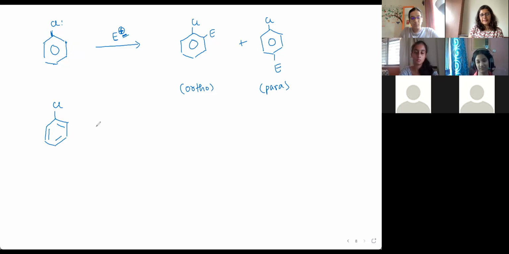So chlorobenzene's resonance structures, will you guys be able to note it down, or should I do it here? Ma'am, so in this, the para one is major, right? It depends on the electrophile also, like steric hindrance and other things. Both are possible.